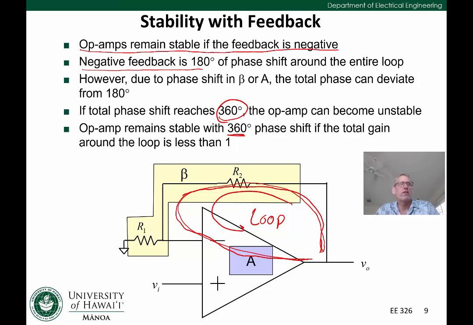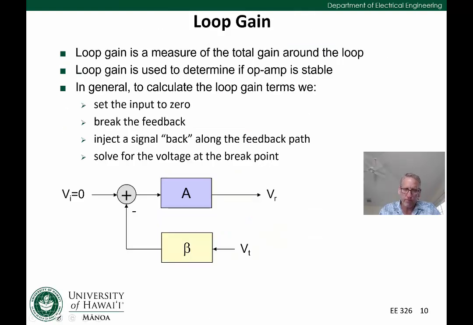So if we think about how we would characterize this, what we use is a term called the loop gain. This is a way for us to quantify the stability of op-amps. The loop gain is really a measure of that total gain around the loop that I was talking about on the previous slide. And so we use this value, the loop gain, to determine if an op-amp is stable.